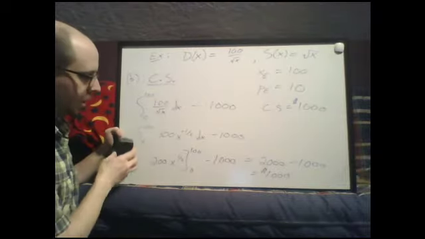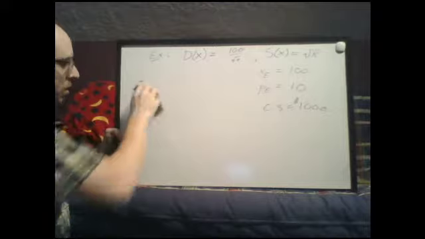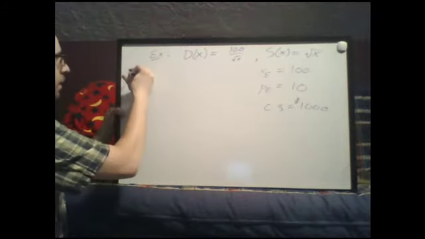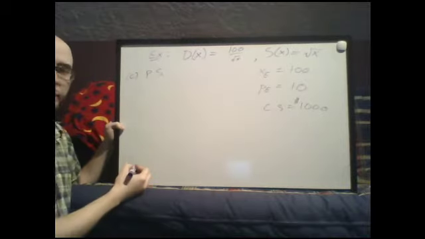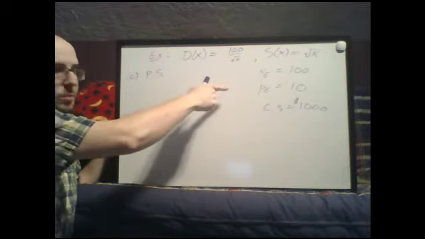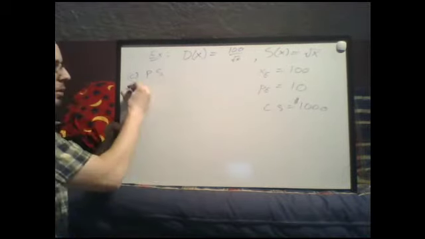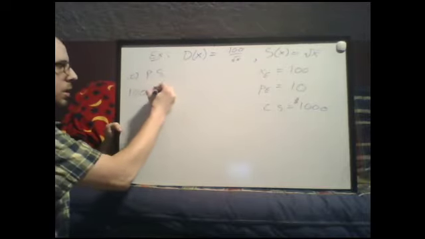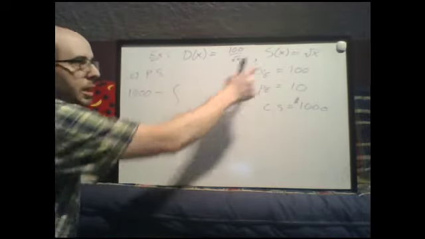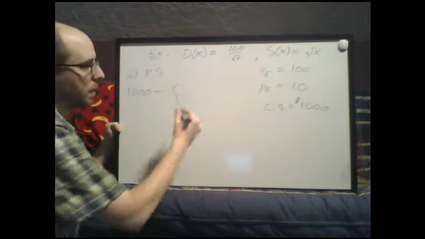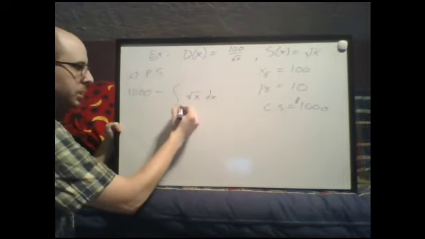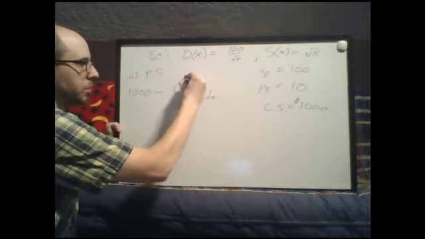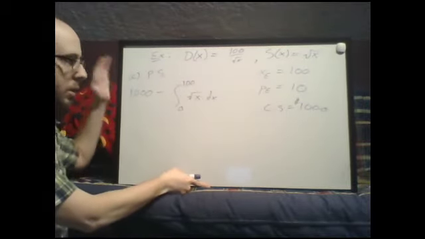All right. And finally, producer surplus. That formula is the opposite subtraction. We take the revenue, which is 1,000, and we subtract the integral of our supply function. So square root x dx, and it's the integral from 0 to our equilibrium quantity.